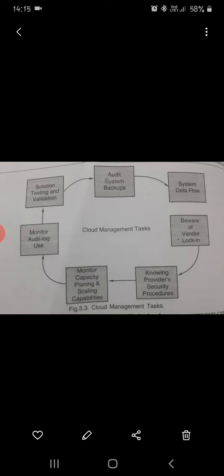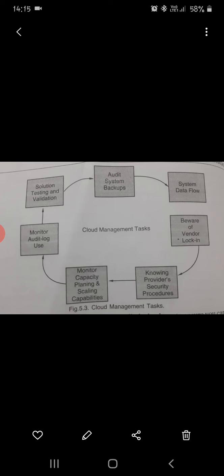Second is system data flow. The manager should develop a diagram describing the detailed process flow. This process flow will describe the movement of the company's data throughout the cloud solution.